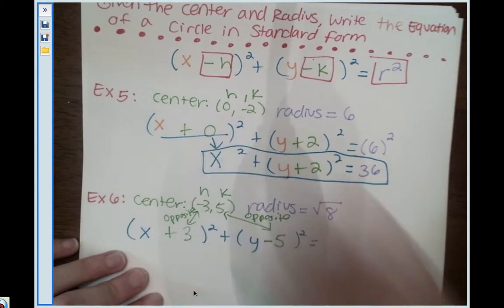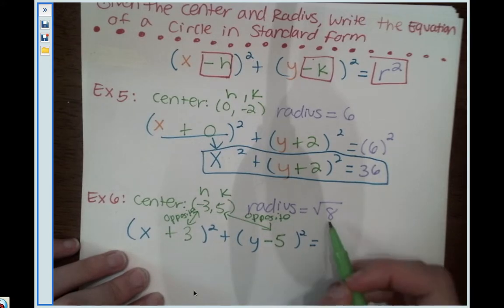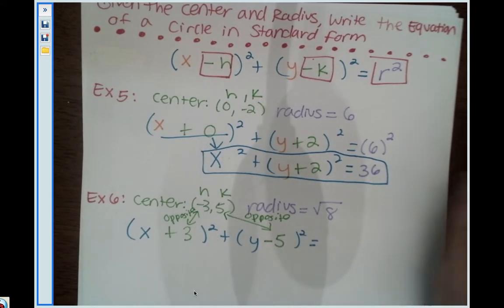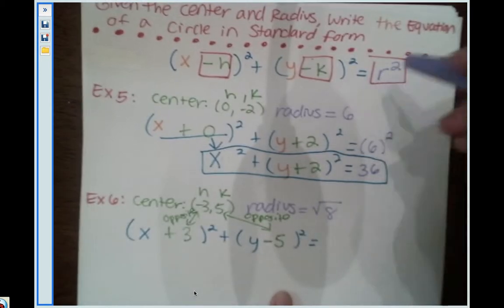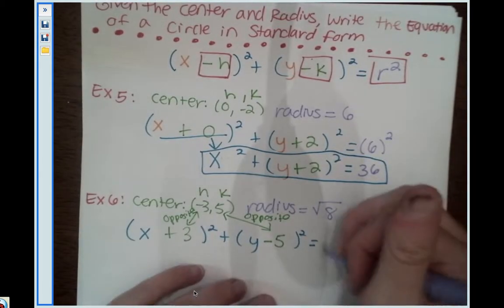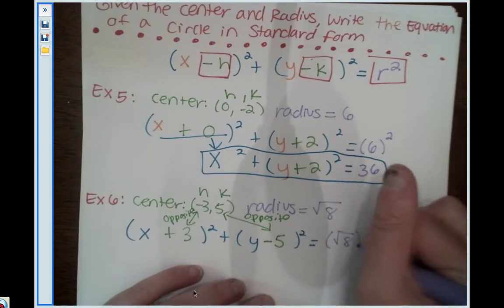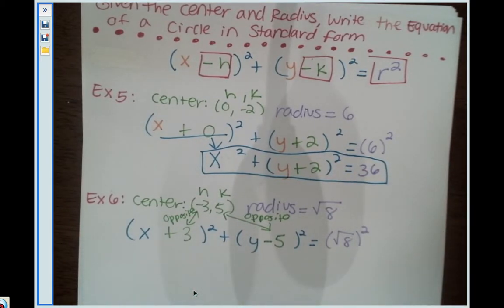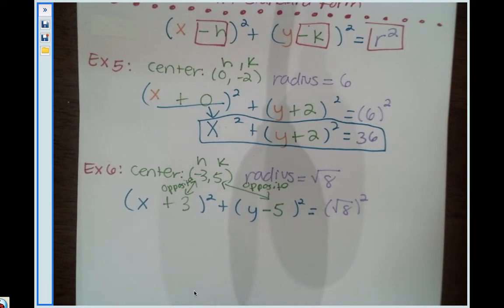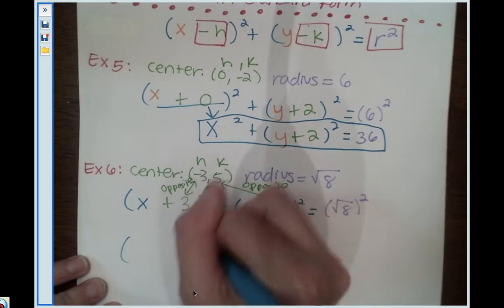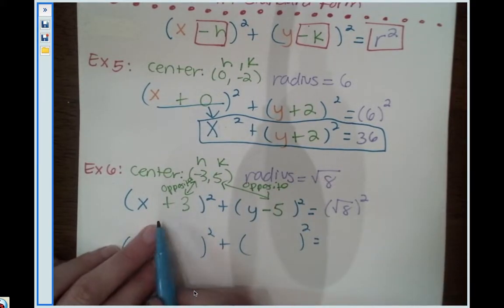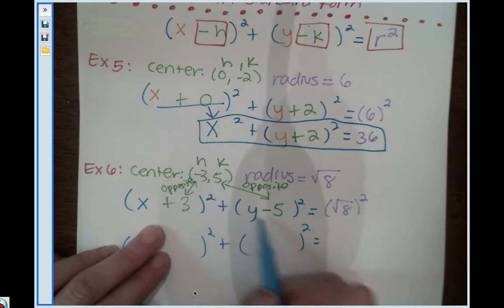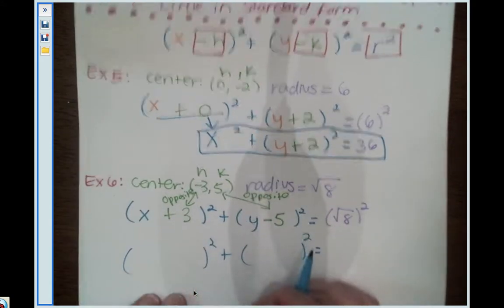Don't forget that. Okay. And then we're going to be squaring our radius. So our radius is root 8, and it equals the radius squared. My radius is the square root of 8, and we're going to be squaring that. As the last thing, we just fill in our values. So I'm going to set this up. Bam. I can't combine x and 3, and I can't combine y and 5, so I'm just going to bring them down.